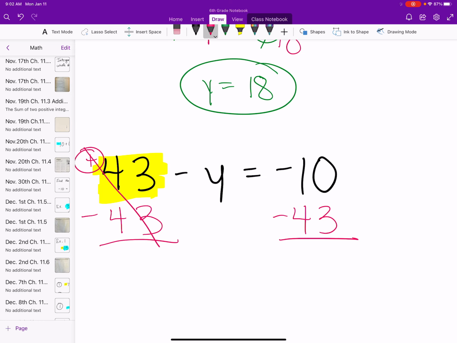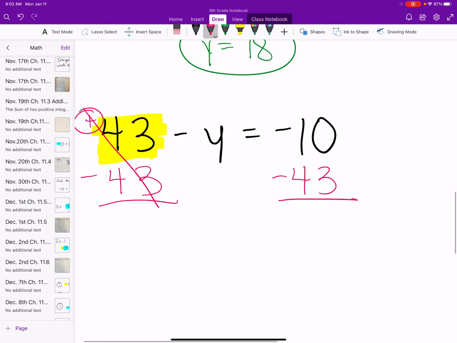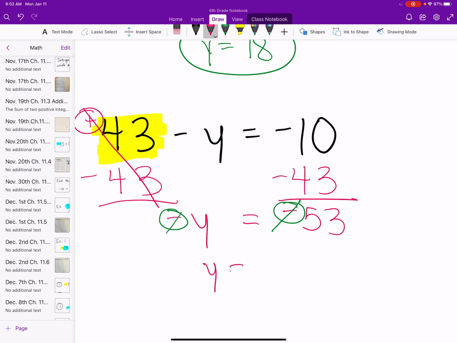I have a negative 10 minus 43. They are both the same signs. We're adding and subtracting. When they're both the same signs, we are going to add the numbers together. 10 plus 43 is 53. They're both negative, so I keep the negative. And now I have negative y is equal to negative 53 because I have two negatives, one on each side of the equal sign. They cancel out, and all I'm left with is y is equal to positive 53.